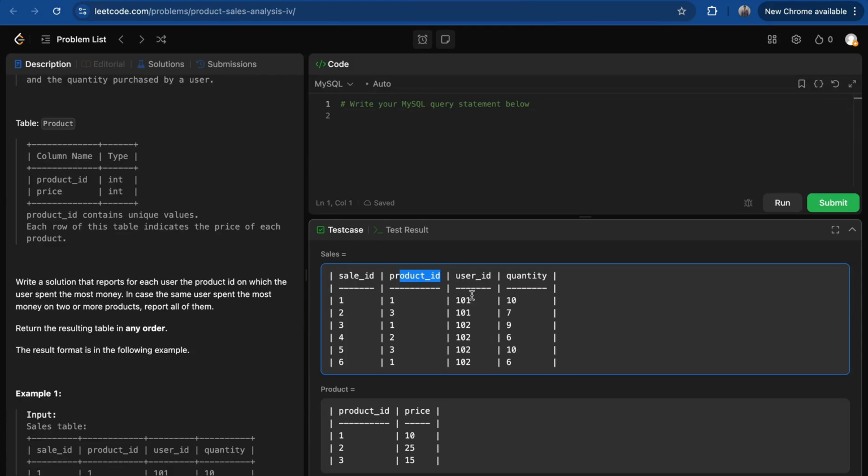So let's see. There are two user IDs, 101 and 102. We have to return the product ID for them based on the condition that the user has spent the most amount of money on that. Suppose user ID 101 is buying 10 quantity of product ID 1. Each unit has a price of 10, so for 10 quantity he has to spend $100.